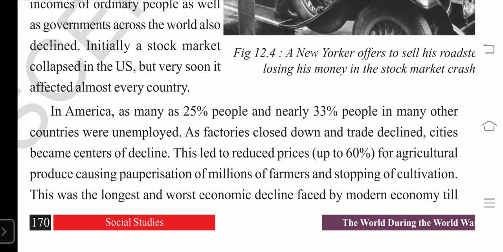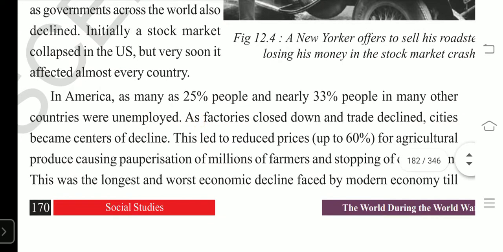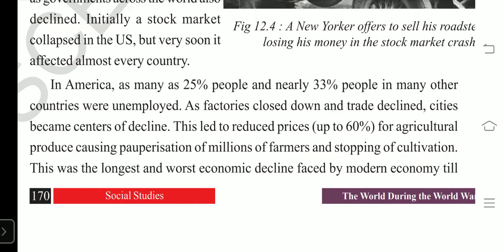When there is no job in a particular city, people move to another city, right? But what happened here? Throughout the world, there was economic decline. So all the cities, it may be Paris, it may be London, it may be Moscow, it may be New York, many cities in the world turned into centers of decline. There were no jobs. Factories were closed. There was no employment. When there is no employment, how do people buy their goods?